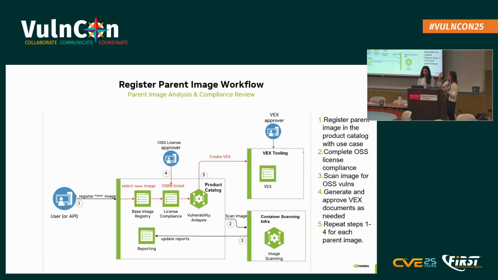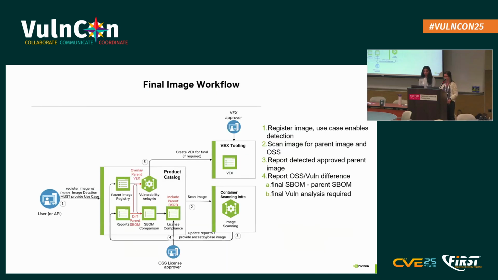The OSRB ticket, the open source review board ticket, is also tracked in the product catalog and it notes exactly the SBOM for that parent image. So we now have tracking on what was approved in terms of the SBOM, all of the OSS, and what vulnerabilities were approved for that parent image.